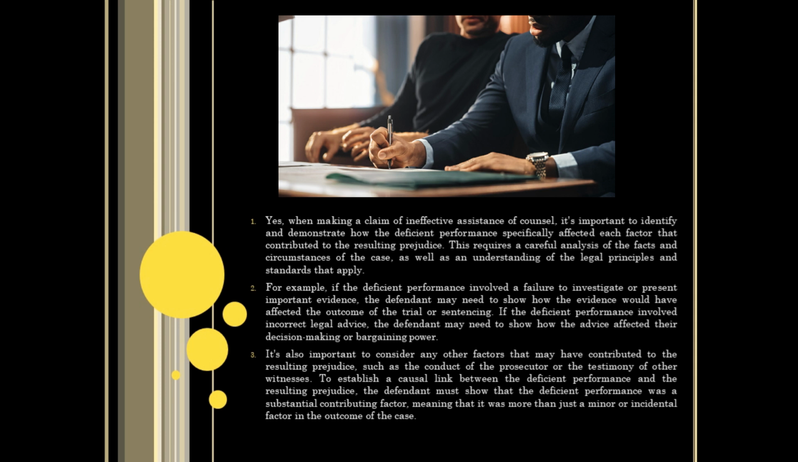If the deficient performance involved incorrect legal advice, the defendant may need to show how the advice affected their decision-making or bargaining power. It's also important to consider any other factors that may have contributed to the resulting prejudice, such as the conduct of the prosecutor or the testimony of other witnesses. To establish a causal link between the deficient performance and the resulting prejudice, the defendant must show that the deficient performance was a substantial contributing factor, meaning that it was more than just a minor or incidental factor in the outcome of the case.